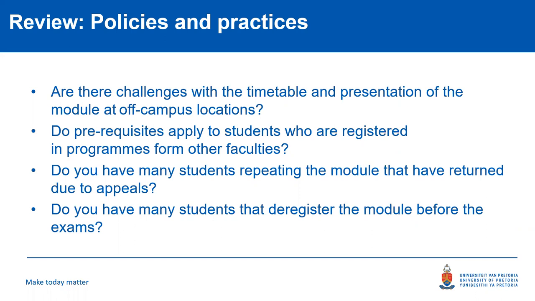Another thing that we found important: do we have many students repeating the module that have returned due to appeals? This is a reality, I think, at most institutions. Students failed the module, so they're contributing to the poor module success rates, but they have extraneous circumstances, beyond their control and beyond the control of the lecturer, that contributed to their failure. They go through the appeals process and are then allowed back into the module to continue with their program. That really impacts the module success rate.